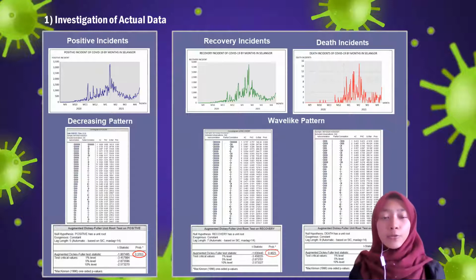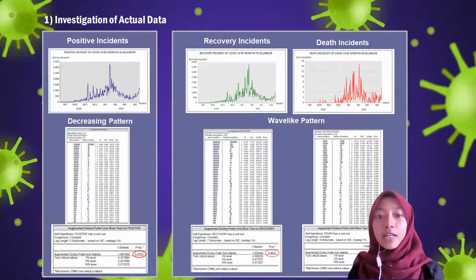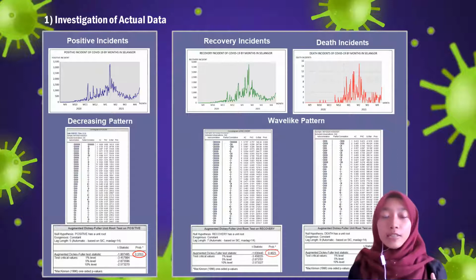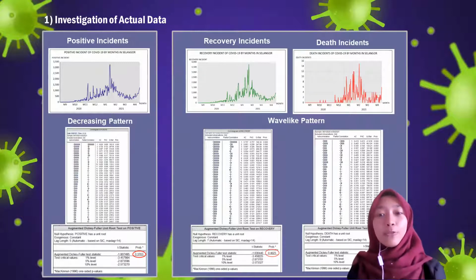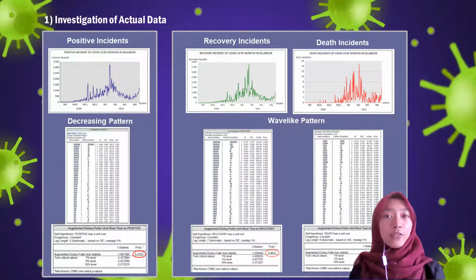If the correlogram shows decreasing pattern, it is ARIMA. Meanwhile, if it shows wave-like pattern, it is SARIMA. To confirm its stationarity, the ADF test will be used and the p-value must be less than 0.05. If it is more than 0.05, it must undergo first differencing for ARIMA and seasonal differencing for SARIMA.